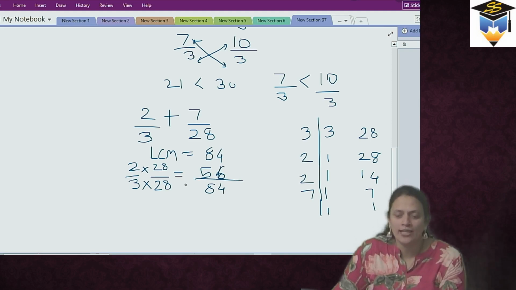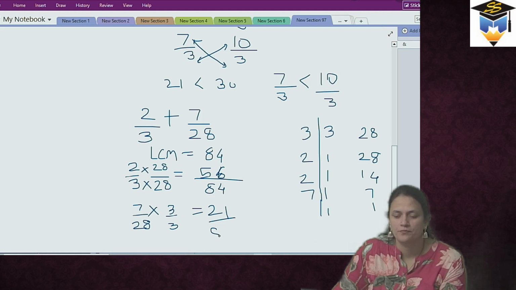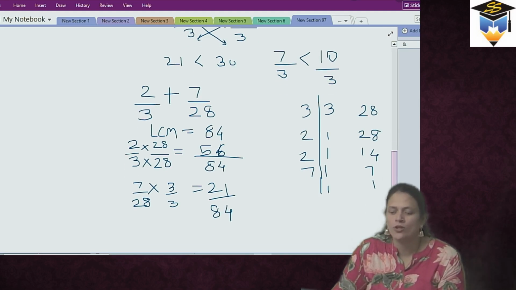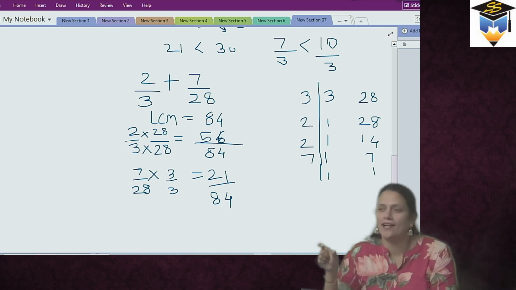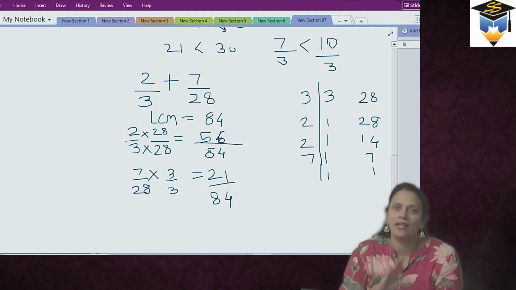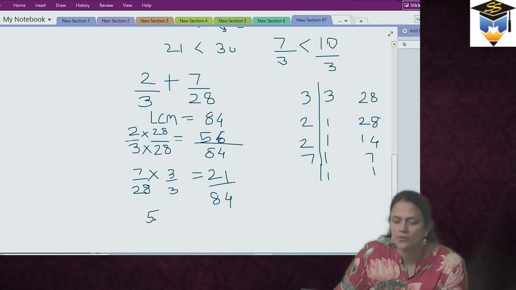And 7 upon 28, do we need to convert? Yes. Again, 7 upon 28 हमें multiply करना होगा 3 by 3 से. अभी like fractions है. Both we have converted to like fractions. So जब like fractions को हम convert करेंगे, do we need to add the denominator part as well? No. Only the numerator part will get added. Denominator part will remain as it is. Okay. So 56 plus 21 upon 84. So the answer that we are going to get is 77 upon 84.